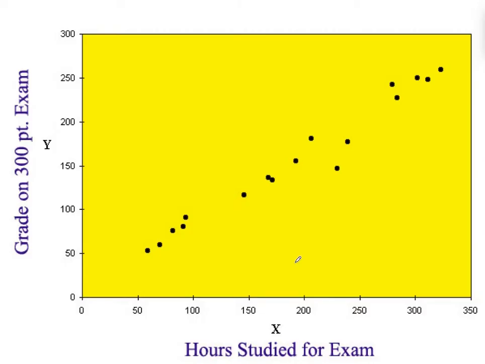We can plot them in a graph like this. Here on the y-axis we have the grade on a 300 point exam represented by y, and we want to say over here that y depends on x. So grade depends on x, the hours studied for the exam. Grade depends upon how many hours you study for the exam, and it seems like they are directly proportional to each other. So there is a direct relation between these two. So y depends on x, grade depends on hours studied.